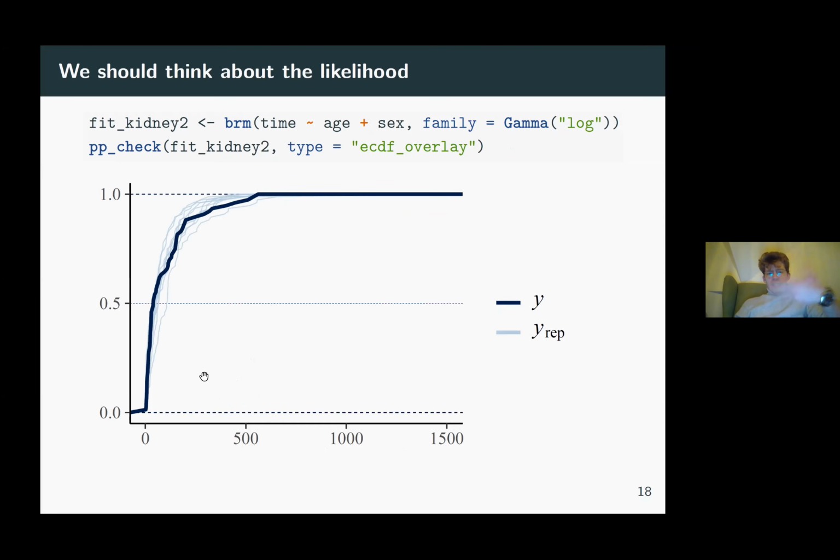And if we do that and fit the model again and look at our posterior predictive check, we see that now the predicted responses overlay the observed responses quite nicely. That doesn't mean this model is great, but it's not totally awful. So we should think about what kind of distributions we are applying to our data.